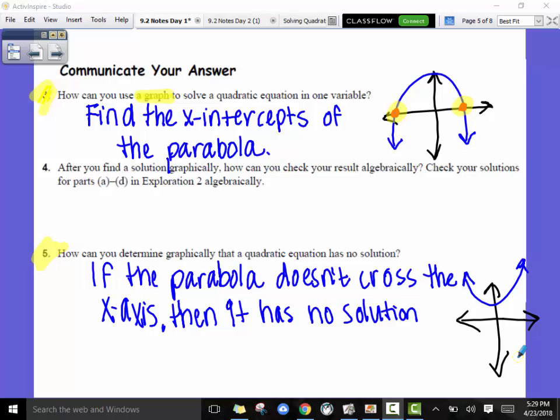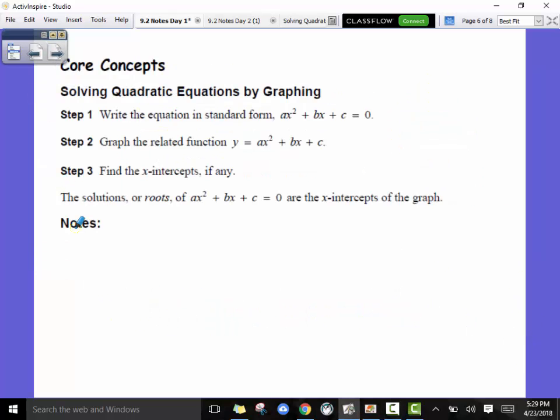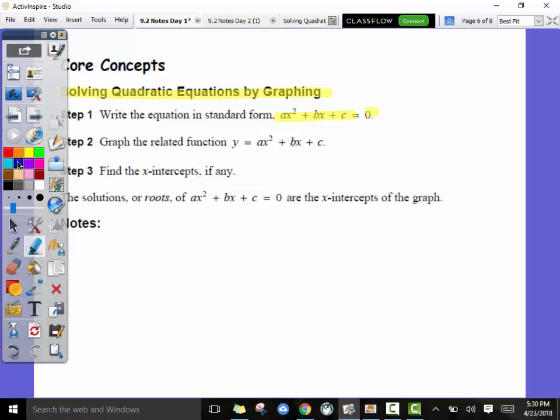Okay, so there's just a couple more parts of this lesson, so I'm going to have you jump ahead. And so solving quadratic equations by graphing, there's just one other step I need to go over with you. So step 1, write the equation in standard form, meaning it has to be set equal to 0. So ax squared plus bx plus c equals 0. All of the ones you just did were in standard form. An example of what's not in standard form would be an equation like this.